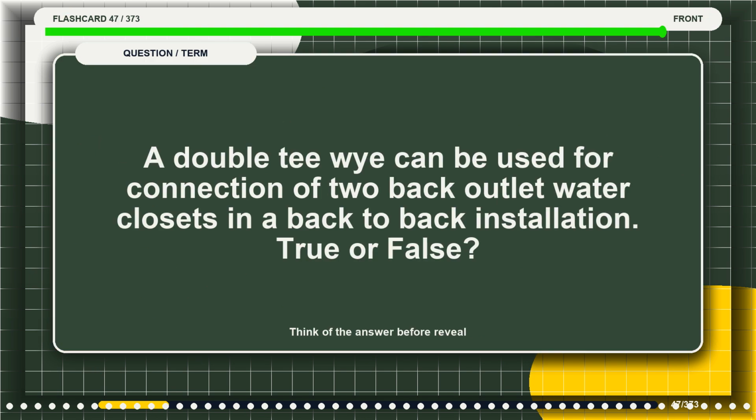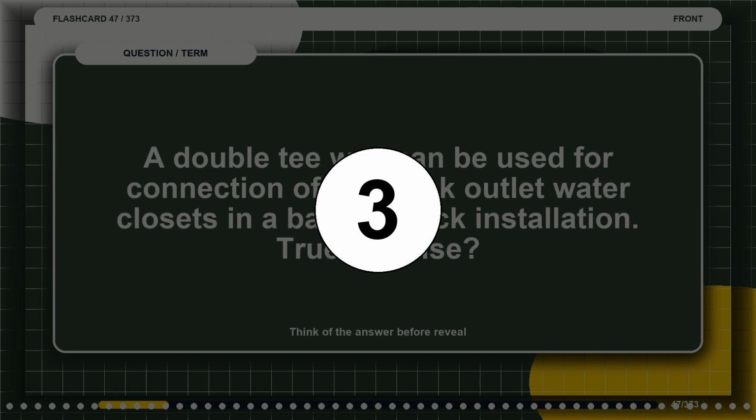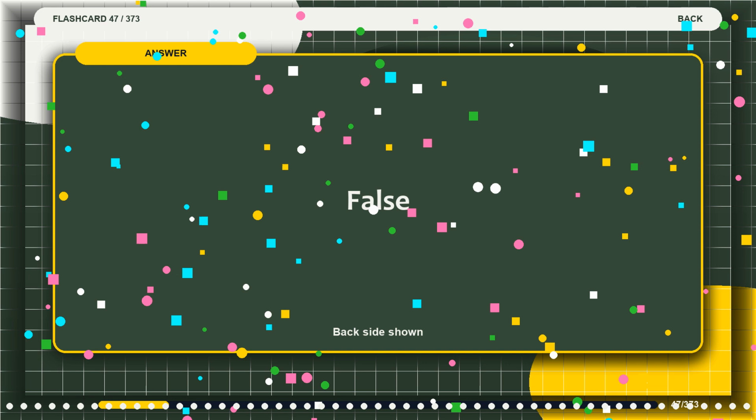Flashcard 47. A double TY can be used for connection of two back outlet water closets in a back-to-back installation. True or false? Think of the answer before the reveal. The answer is false.